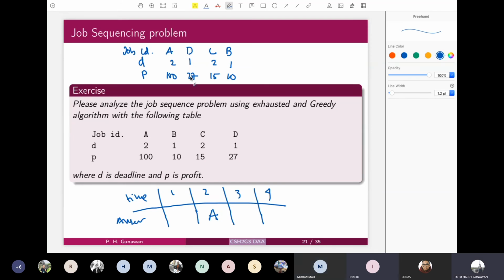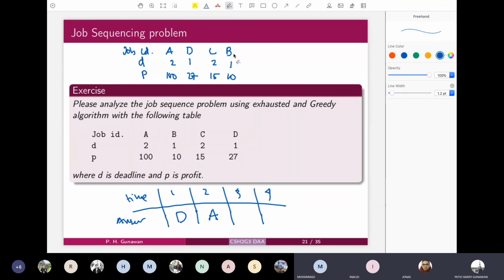Then you consider D. Is it possible for D? Yes. D has deadline 1 and column 1 is empty, so you choose D. Now you have time 3. Is it possible for C? No, since the deadline is only 2. The remaining time is 3 days, but the deadline is 2 days, so it is not possible to solve C.